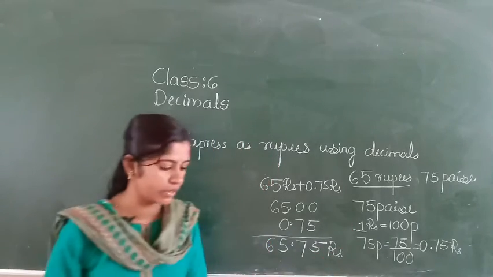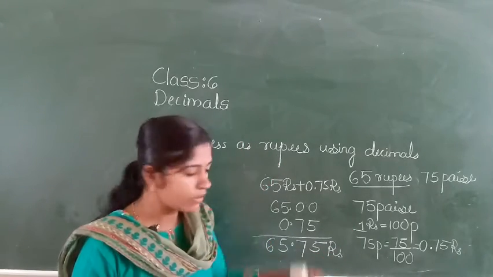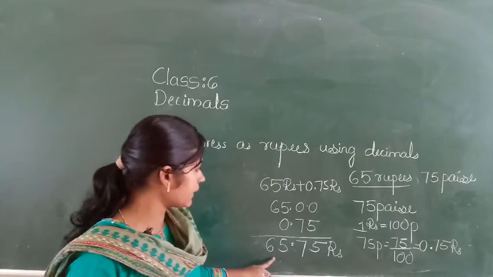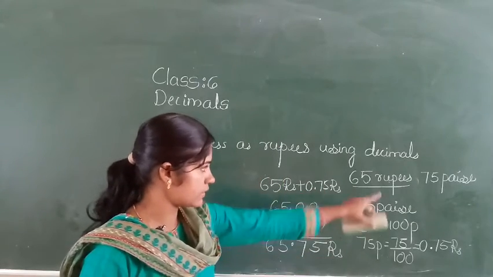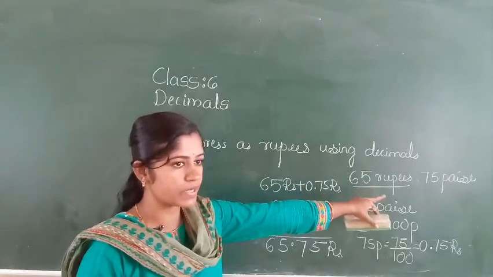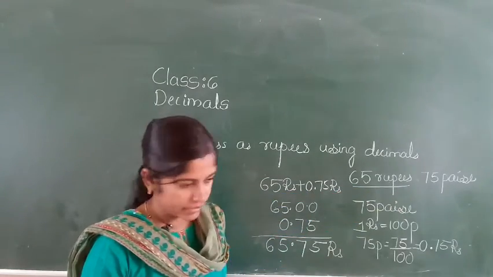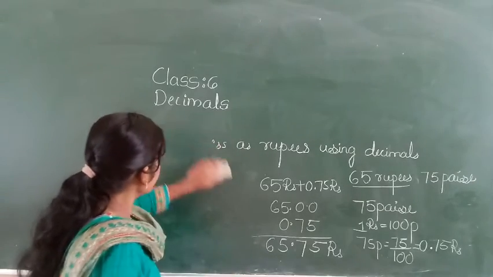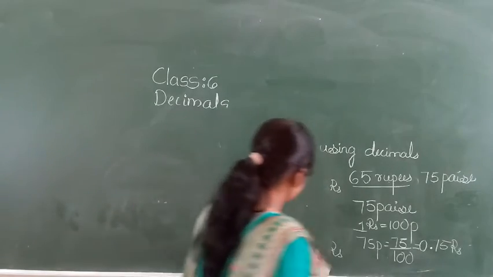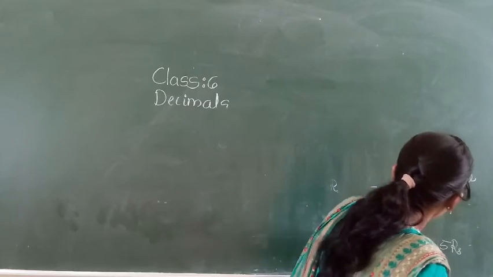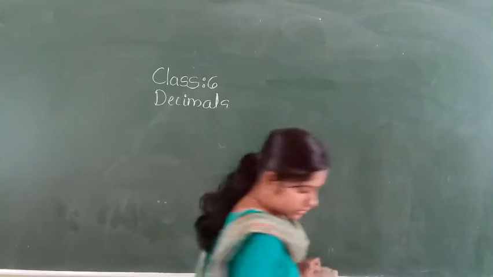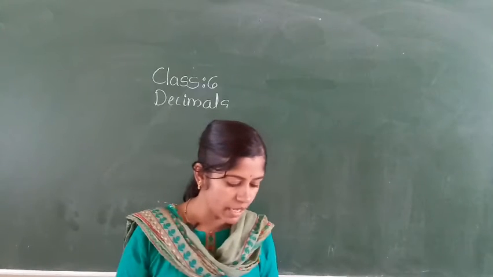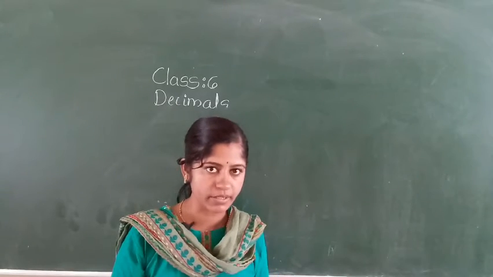This type you have to convert, see here, rupees to paise. Okay, here express as rupees. Here I converted that paise to rupees. 65 rupees 75 paise, I converted that into rupees. Okay, next take the second main question. Second main question, only 4 examples are there. Among them I have solved 2, remaining you practice at home.